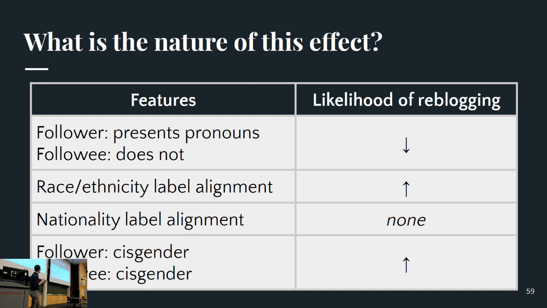The middle ones, it's hard to figure out whether someone's talking about ethnicity or nationality, but if we draw a line there, we saw that race and ethnicity seemed to matter more for reblogging than something like nationality, where we weren't seeing an effect. Any other questions on these?